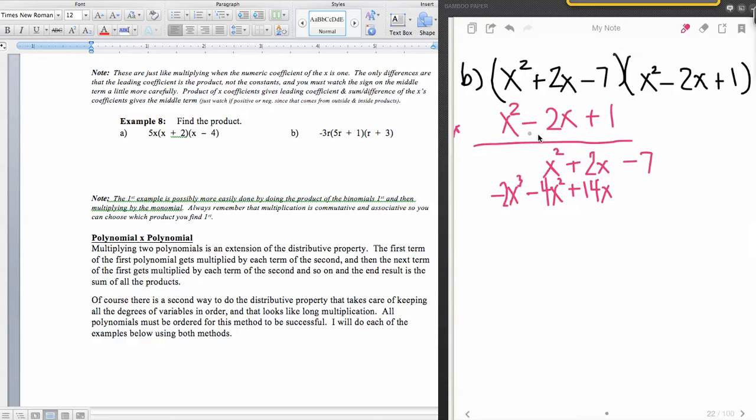And then finally I'll move over with my x squared. X squared times negative 7 is a negative 7x squared. And then an x squared times a 2x is a 2x, and those are cubes, because x squared times x is x cubed, and then x squared times x squared, which is an x to the 4th power. And now I'll add all of these up.